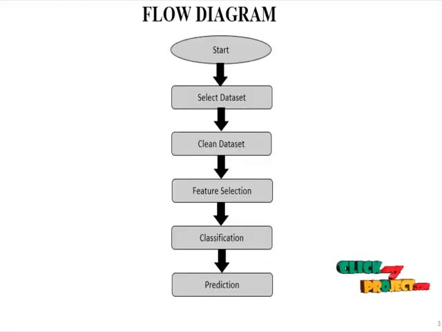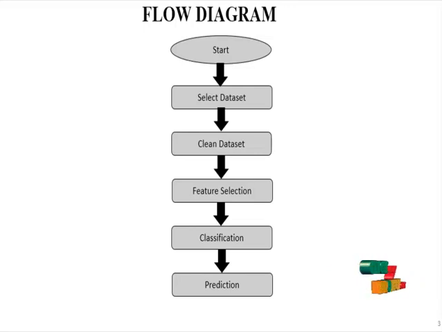And the flow diagram of the project is: first we need to start the program and select the Indian liver disease patient dataset, and after that it will go into the pre-processing method. In pre-processing we need to clean our dataset. In the cleaning process we need to check the missing values and null values in our dataset. If it contains any missing value or null value, we need to replace it with the value 0, and after that it will go into feature selection.